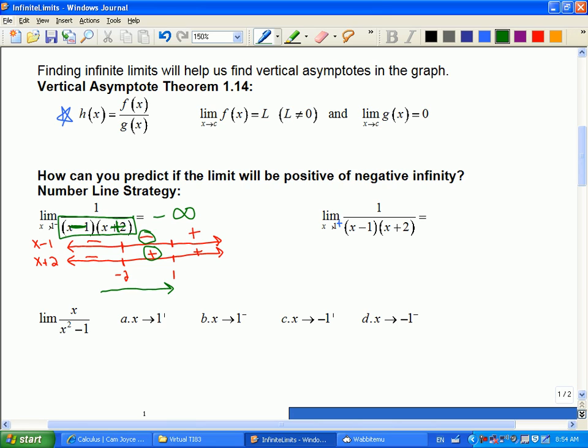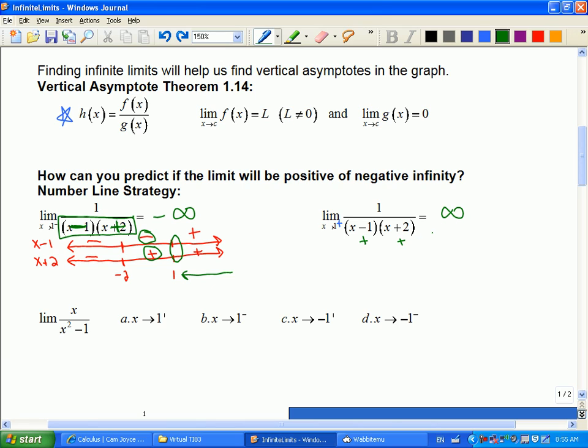Okay, how about if I approach from the right-hand side? So if I approach 1 from the right-hand side, positive infinity. This is the way I'm moving, and I'm talking about this area right here, where this is a positive and this is a positive. So this is a 1 divided by 0 situation, which means this theorem applies, and I know I'm going to have a vertical asymptote. Where it's gone is positive infinity because it's a positive times a positive.